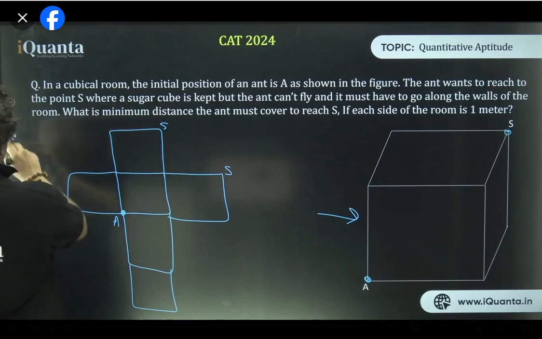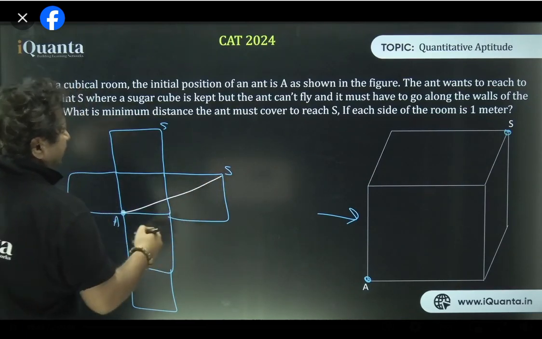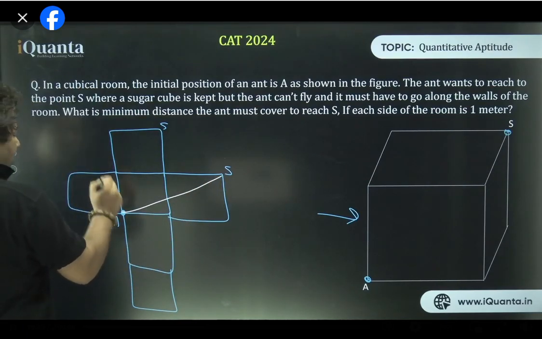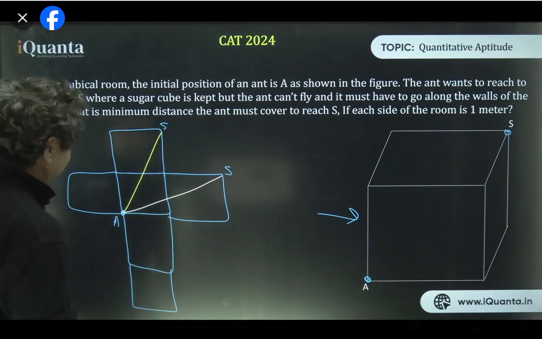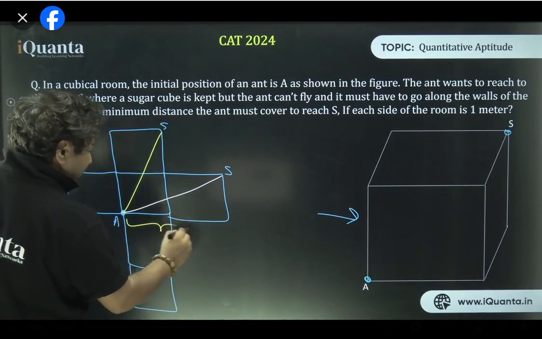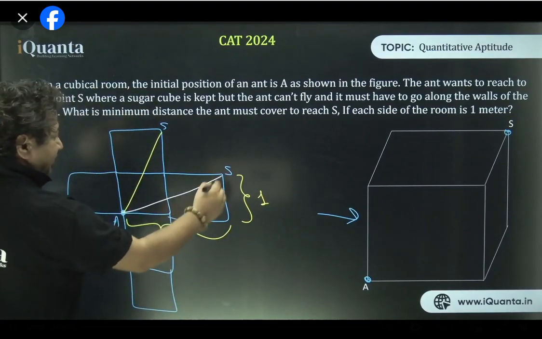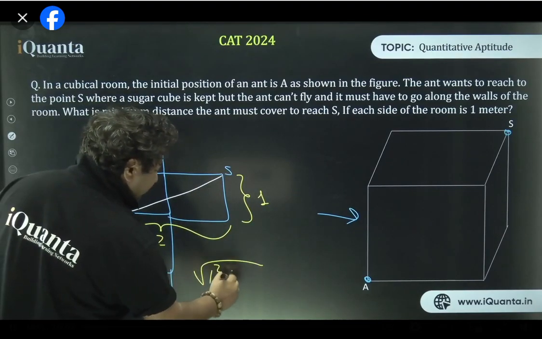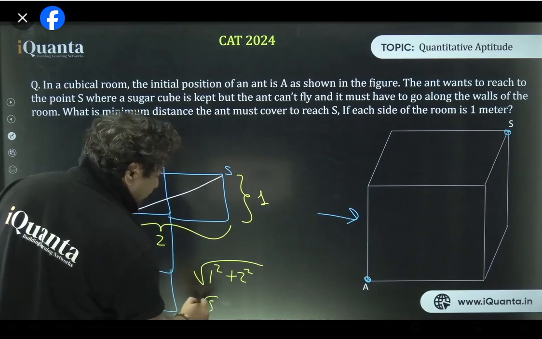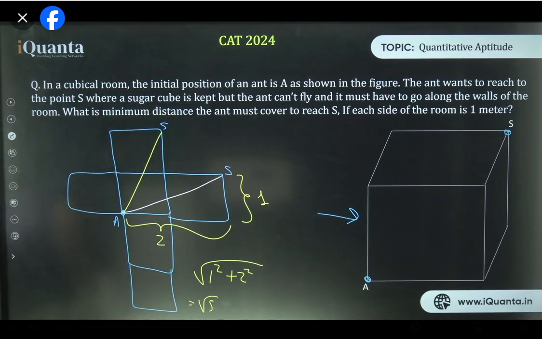So basically the ant has to travel from here to here. Or you can say from here to here. Both will be same. So basically what is happening, the base here is 1 plus 1, 2, and perpendicular here is 1. This hypotenuse will be equal to square root of 1 square plus 2 square. That is nothing but root 5. So those who wrote root 5 as the answer are correct. Root 5 is the answer here. Clear?